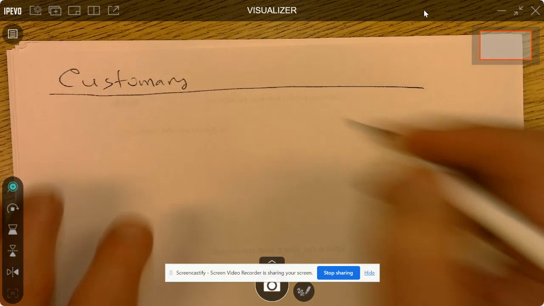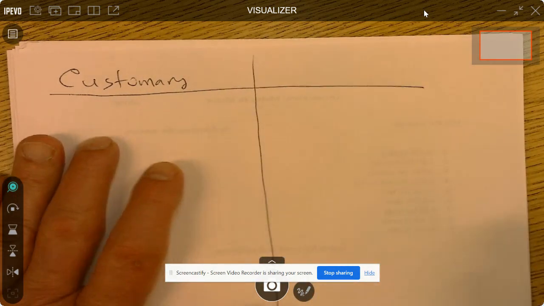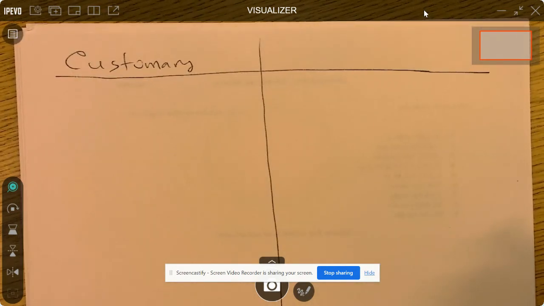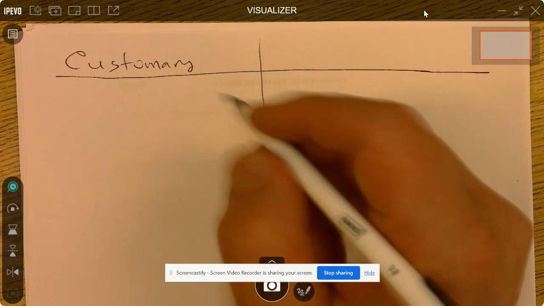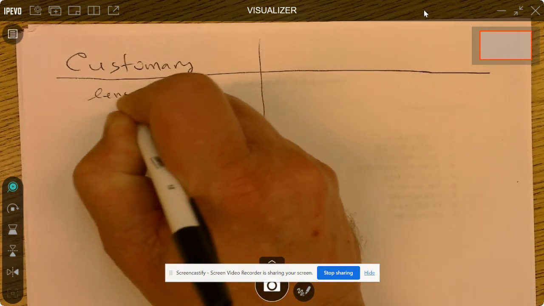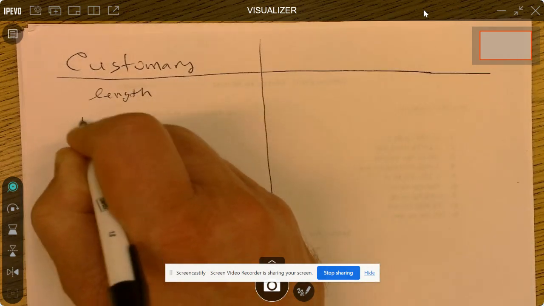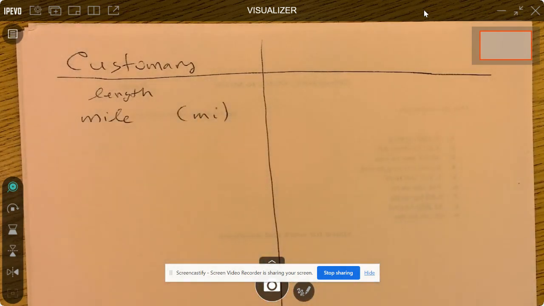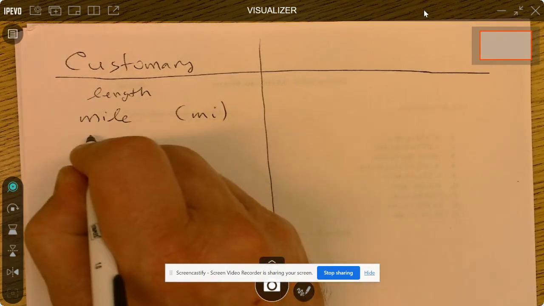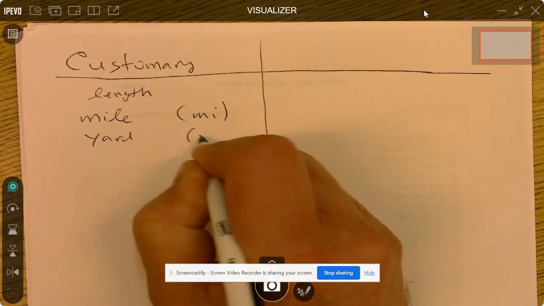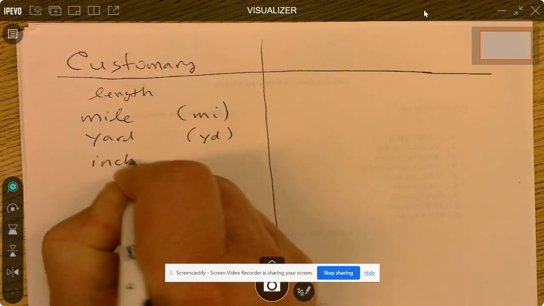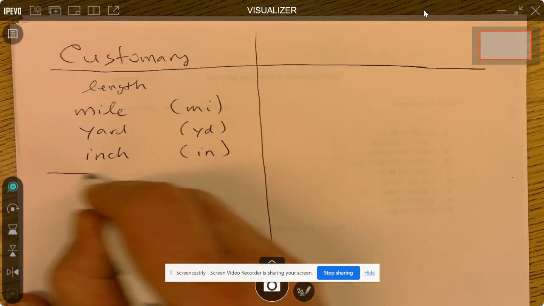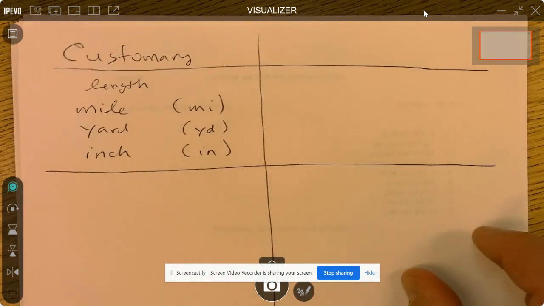So if you take a minute and are following along with this, we have a system of measurements that we call the customary measurements. And we're going to split our paper into two sides. The customary measurements are measurements that we might be used to in certain different things. For our length of things, we have a customary measurement of a mile. The abbreviation of a mile is MI. For other customary measurements of things we might want to measure, we have a yard abbreviation and an inch abbreviation. And these are the customary measurements for length that you might have heard about in your own personal time.